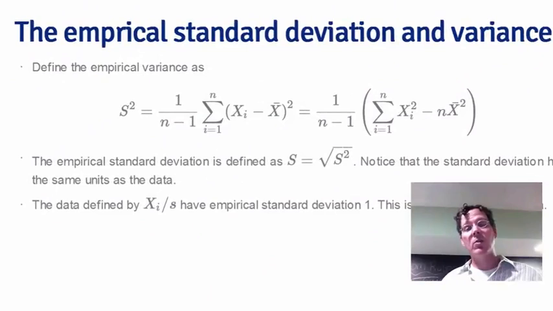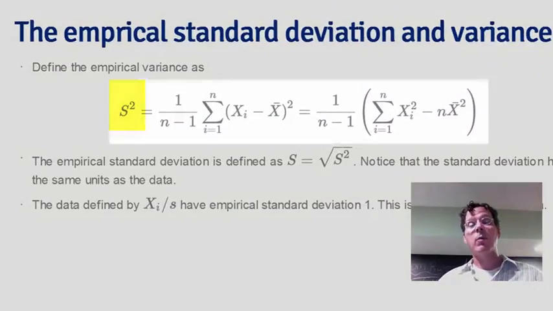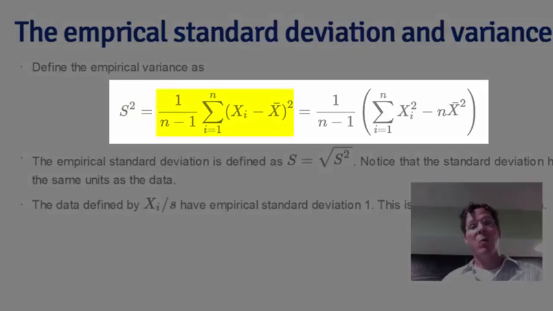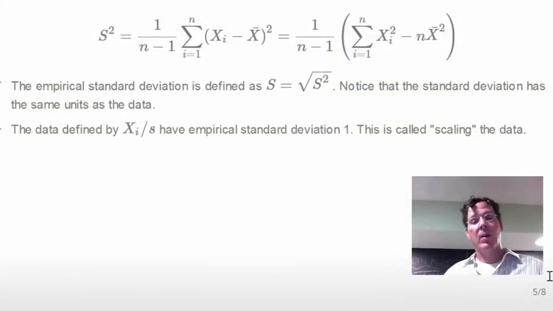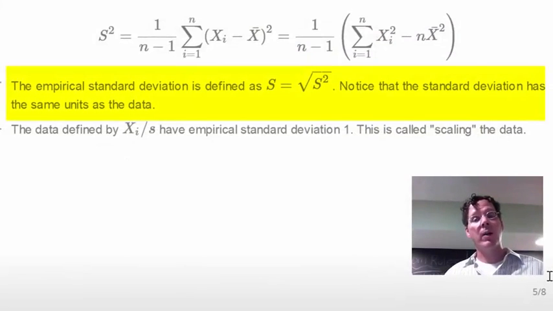The variance is usually denoted by s squared, and I give the formula right here: 1 over n minus 1 times the summation of (xi minus x bar) quantity squared. This is basically the average squared deviation of the observations around the mean. There's a shortcut formula which I give over here. The empirical standard deviation is simply the square root of the variance.